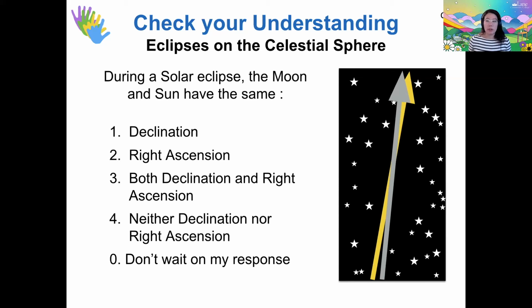And so during a solar eclipse, if the moon and sun are lined up so that the moon appears to block the sun, then they have to have both the same declination and the same right ascension. So their position on the celestial sphere is exactly the same at that moment. We'll talk about eclipses more when we talk about the moon, but here's how it relates to this particular topic.